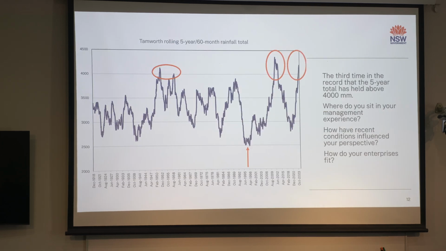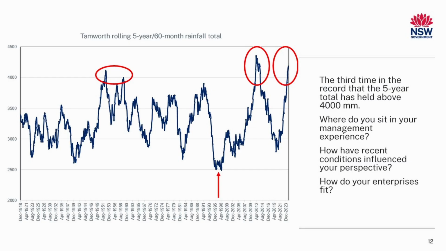To show you that in another presentation, so you can see the zigs and the zags. The red circles I've just put around those periods I mentioned. 1950s, 2011, 2012, and the current one. So all above 4,000 millimetres for that 5-year total.